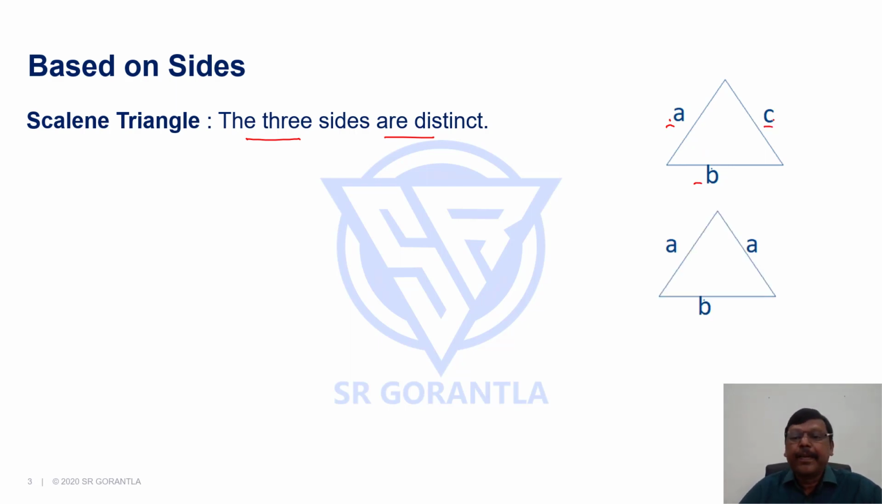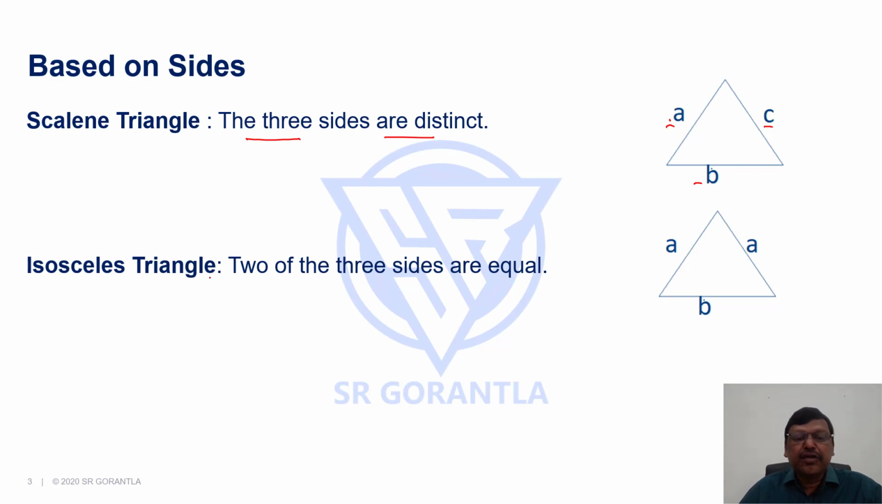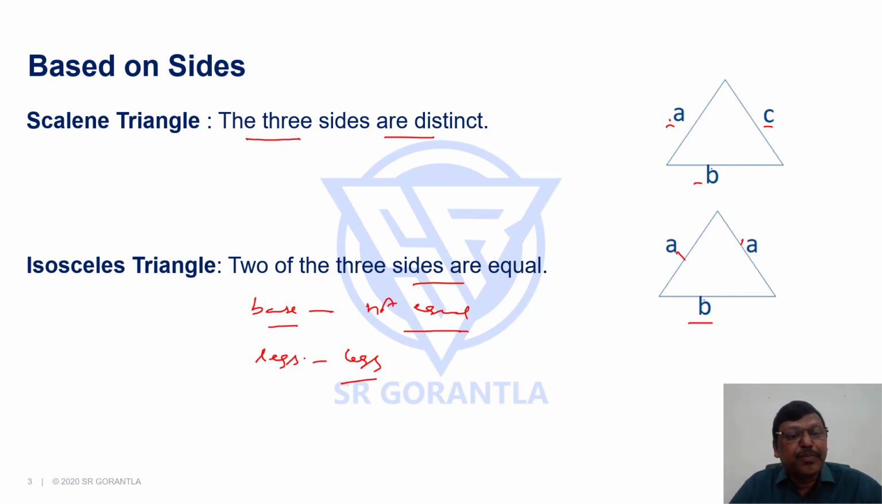Next one, isosceles triangle, where two of the three sides are equal and these two are equal. This is the side which is not equal. The side which is not equal is called base. In an isosceles triangle, when we say base, it refers to the side which is not equal. The unequal side is called the base, right? In fact, the equal sides are called legs.